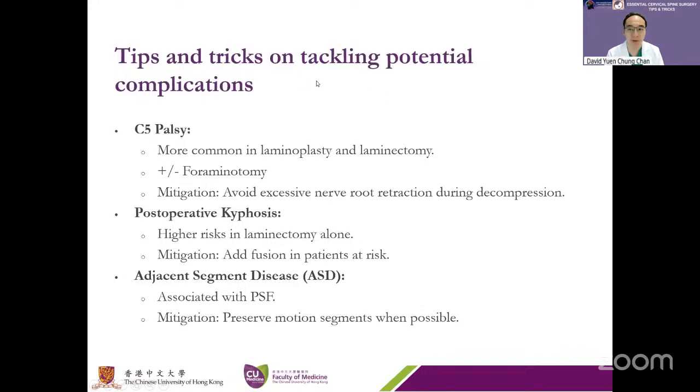And tips and tricks on tackling potential complications, such as C5 palsy, you might need to consider doing foraminotomy for better, more adequate decompression. Okay, and also risk of post-op kyphosis, so need to add fusion in patients at risk.